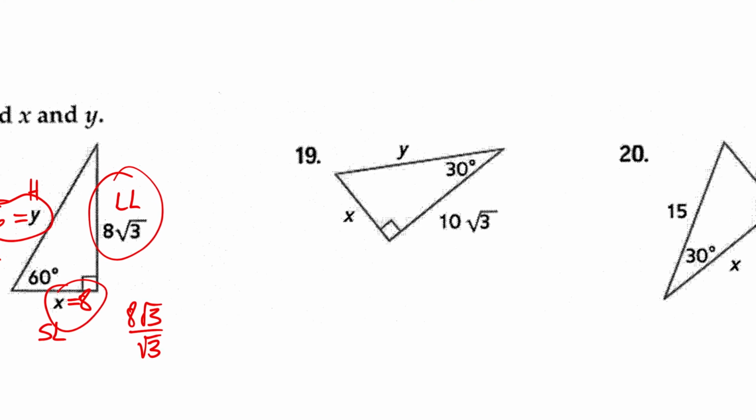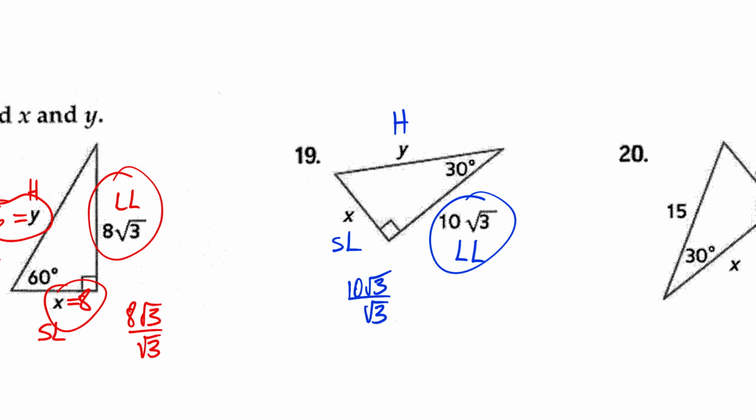Okay, number 19, which one's the H? Y, which one's the long leg? 10 square root of 3, and then this is a short leg. So this is the exact same thing as that last one, so we're just going to divide by the square root of 3. So what's 10 square root of 3 divided by square root of 3? It's 10. And then to get up here, we just multiply it by 2. 10 times 2 is 20.